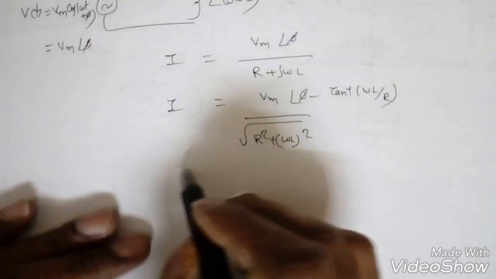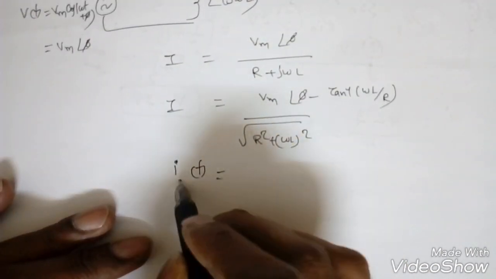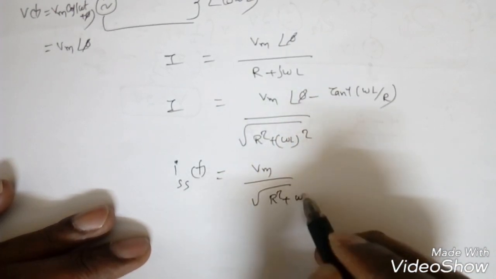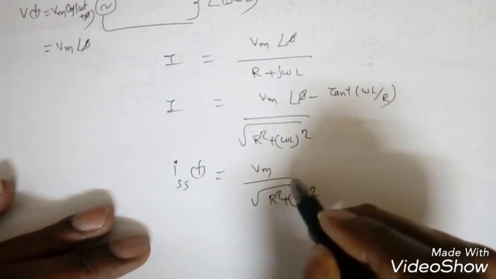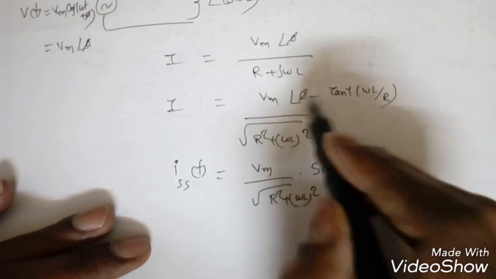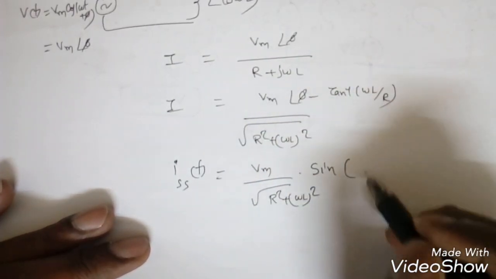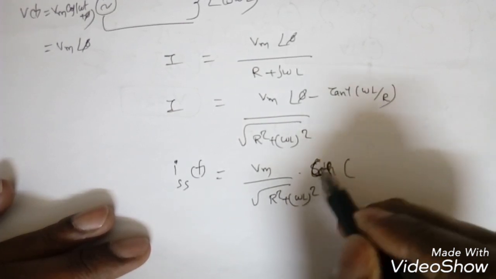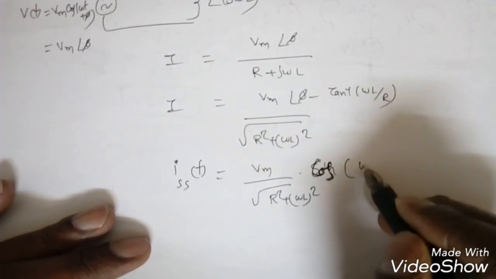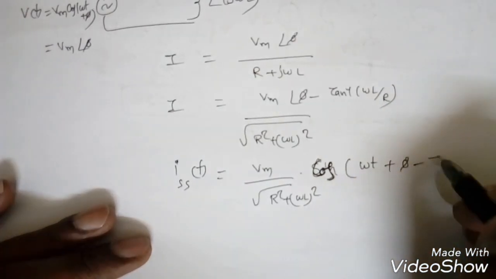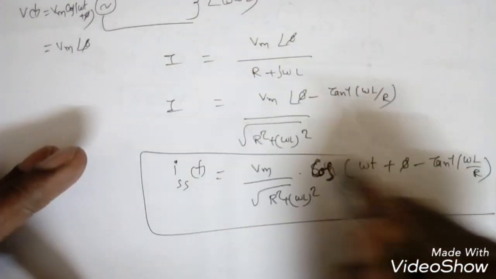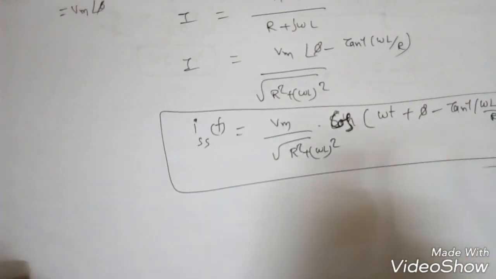This is I. Now how to find the response? Again I of t steady state is Vm by square root of R square plus omega L whole square into sine. See, this is total angle, so sorry, not sine, it will become cos, because there is no minus 90 degrees. So cos omega t plus pi minus tan inverse omega L by R. So this is a steady state response for cos signal.